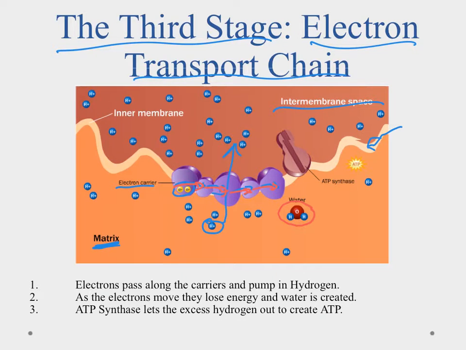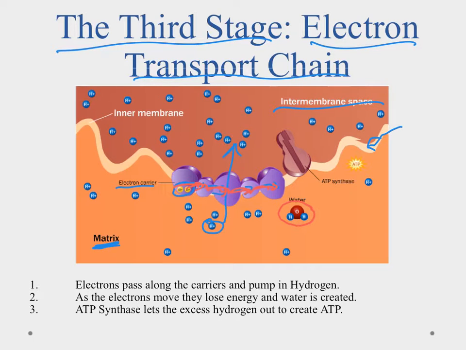Now normally if you take hydrogen and oxygen and add them together, it's explosive. But because these electrons have been moving down the chain, this reaction is a lot slower and a lot more stable. It doesn't explode, and it's able to happen in the cells without any issues.